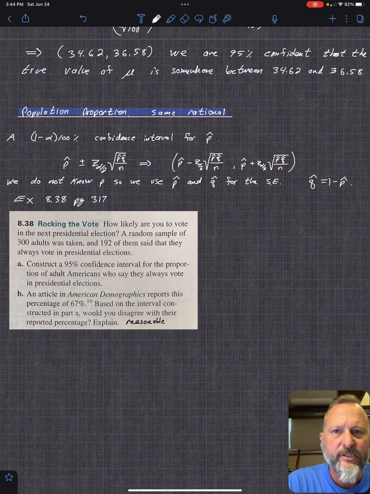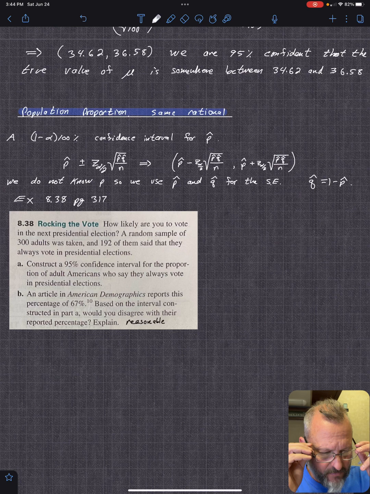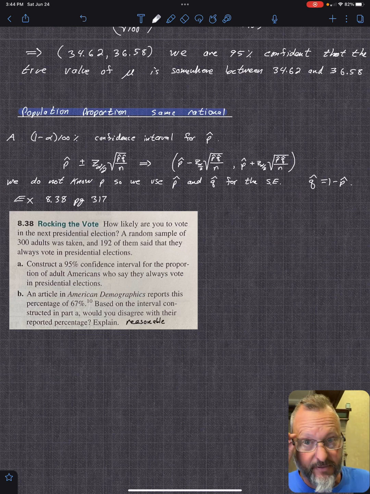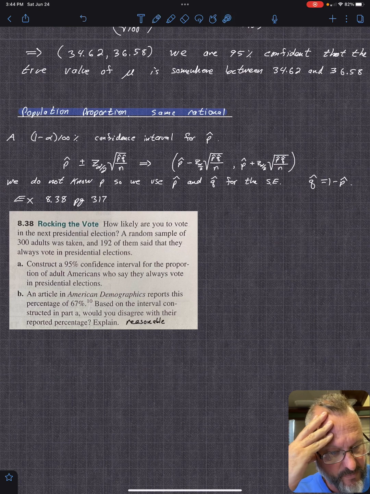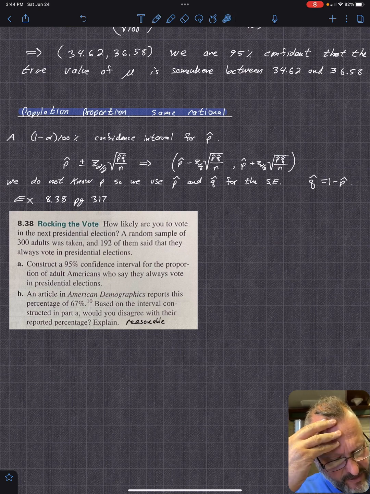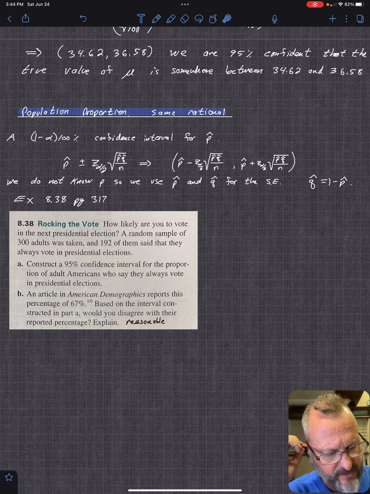All right, so let's go ahead and look at this example for rocking the boat. It doesn't really matter what the questions are, but I just wanted to show you this one specific from the text. How likely are they to vote in the next presidential election? A random sample of 300 adults was taken. 192 of them said they always vote in the presidential election.